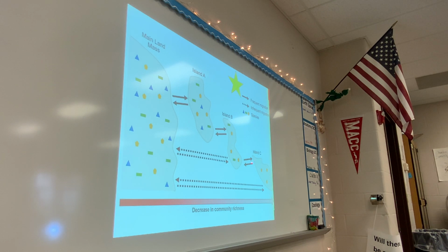So you can see that as we get further away, the diversity is going to decrease. By the time you get way out here, there's not going to be a whole lot of animals and plants that travel from the mainland to the island that's further out. Probably not much going from A to C either. But B to C a little bit, but the diversity decreases the further away that you get. So most of our diversity is going to be found closer to land. It's the logical, kind of makes sense kind of thing.